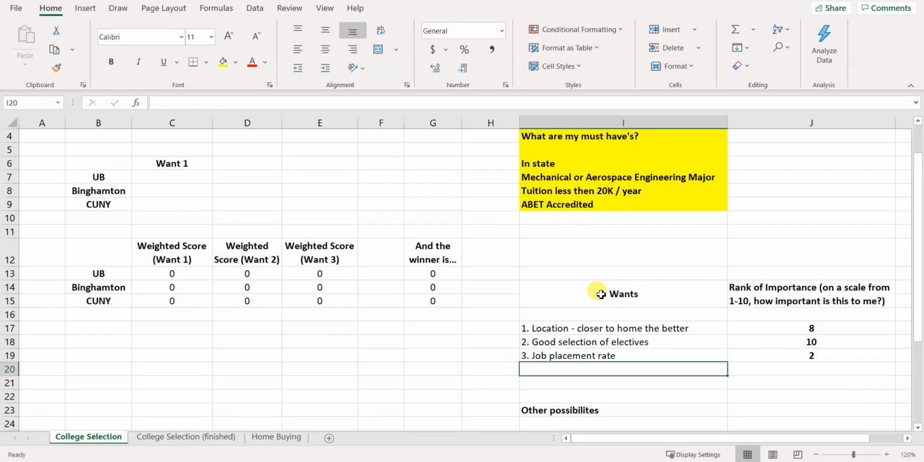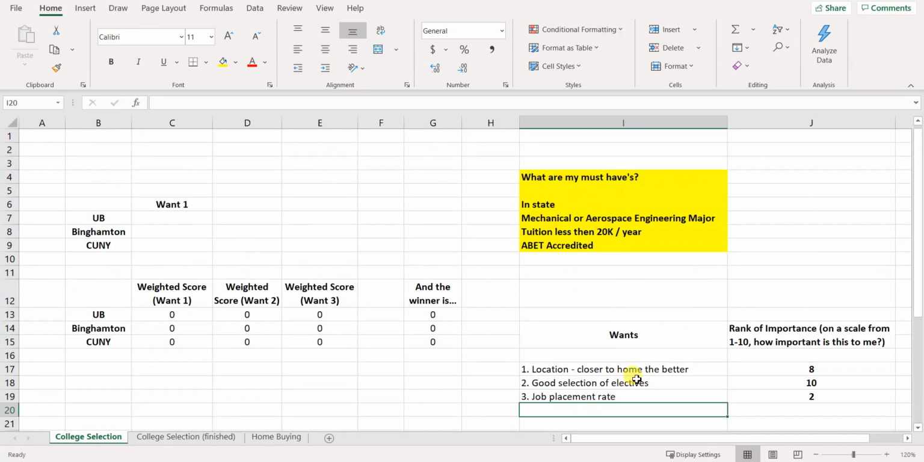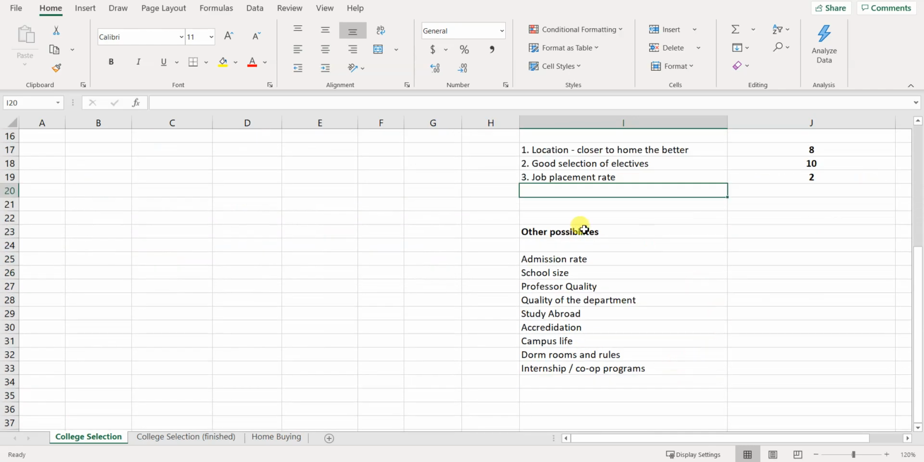So now we have our wants taken care of. And if you have more wants, let's take a look at some other possibilities. Again, I'm using myself as an example. It's simple. I was not very picky. I just wanted to get school done. But other possibilities: admission rate, are you definitely going to get accepted there? School size, do you like a big school environment or a small school? Me particularly, most of the schools I applied to seemed to just be big schools. I'm not sure if it was a curriculum thing, but in all honesty, that didn't really matter to me.